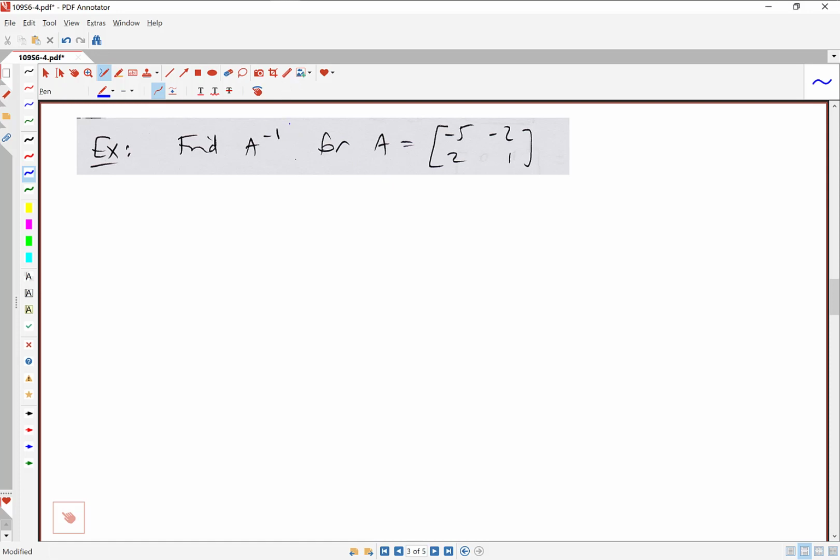The question says, find A inverse for the following matrix A. First thing we're going to do is calculate the determinant of A. We'll call that capital D so that we're giving a name to it. We're going to multiply the main diagonal, so the -5 times the 1, and then we subtract off the product of the backwards diagonal, so minus -2 times 2. We just work out what this number is. So -5 plus 4 gives us -1.